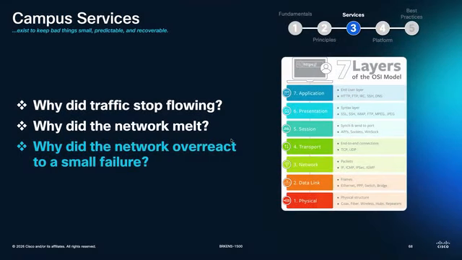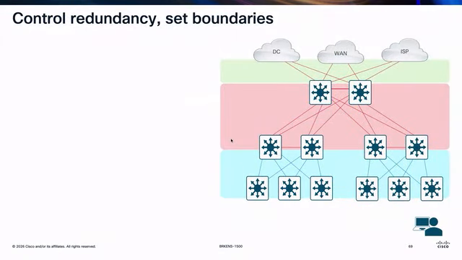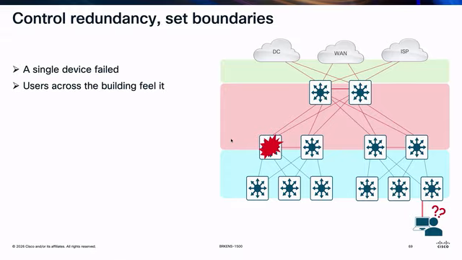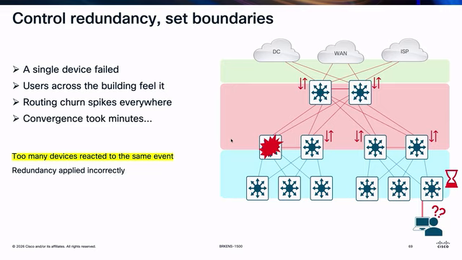And now, why did the network overreact to a small failure? Well, failures can expose bad design. So let's say that a single device failed for whatever reason. Then users across the building or in a completely different distribution block felt it. Routing churn spikes, everything reconverges, takes minutes, not seconds. And although the failure was local, the reaction was sort of global. Too many devices reacted to the change.